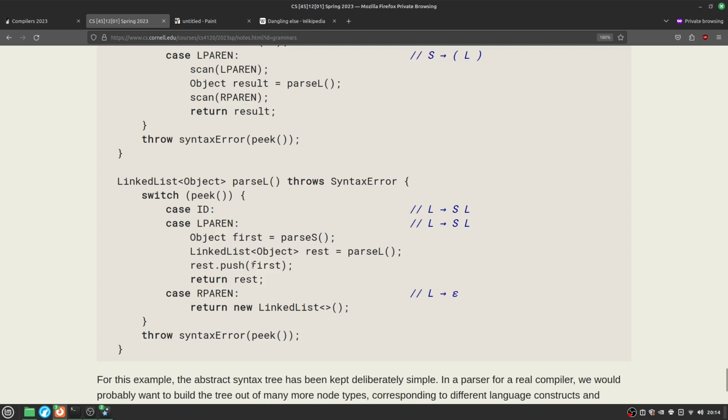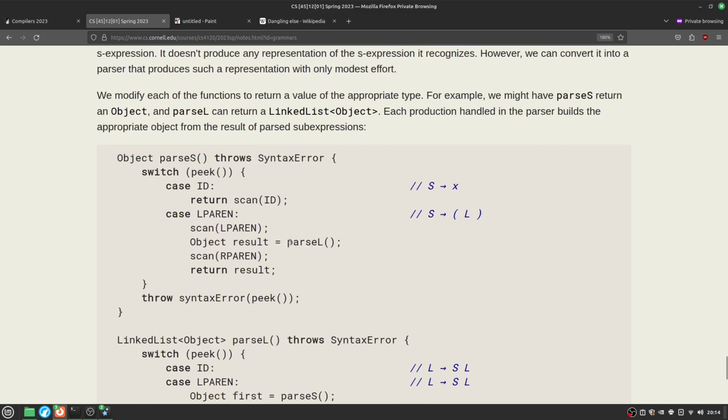And eventually, I guess eventually we get down to a single object, which then gets returned up here, and then we return that.